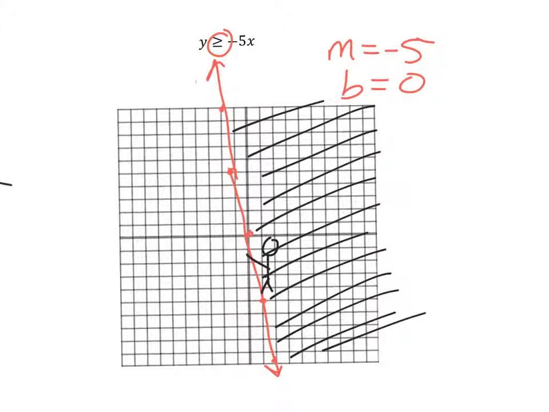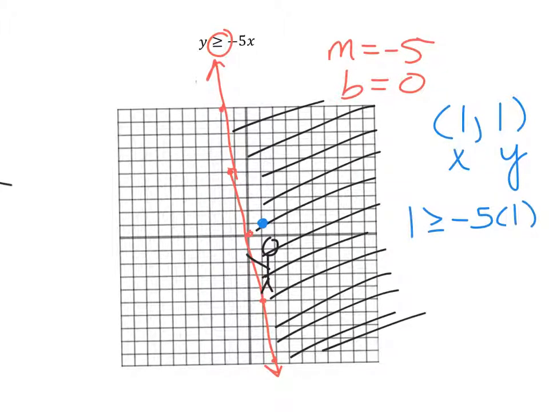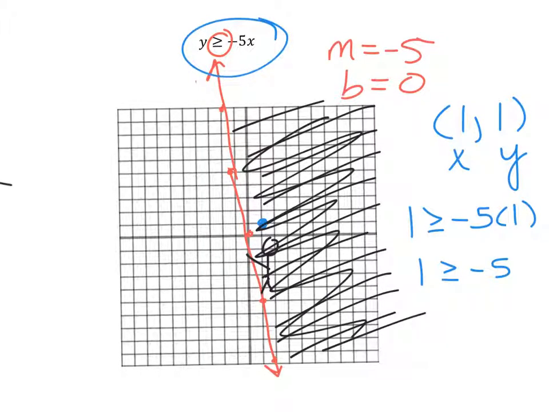Another way you can do it, which other people teach, is pick a test point. A test point could be any ordered pair. I usually don't include 0, 0 if the line is going through 0, 0. So I'll make 1, 1 my test point. When I plug this 1 in for x and this for y, I get 1 is greater than or equal to negative 5 times 1. So I'm plugging it back in here. Is 1 greater than or equal to negative 5? Yes, it is. So that's why you're shading on the same side as the test point.